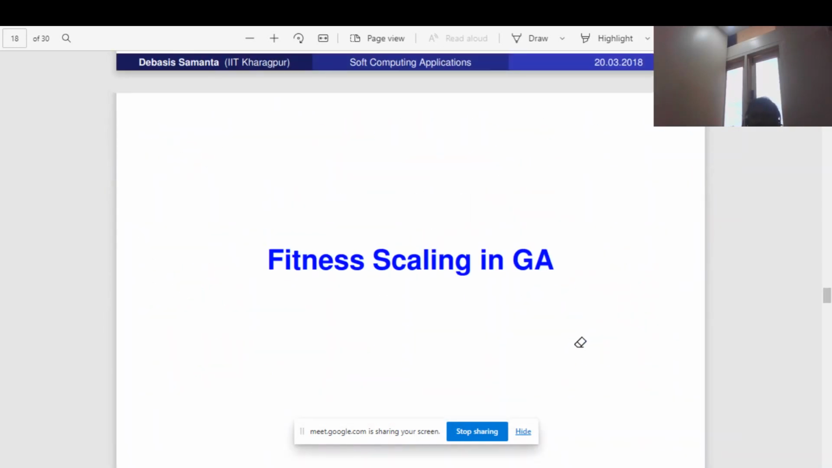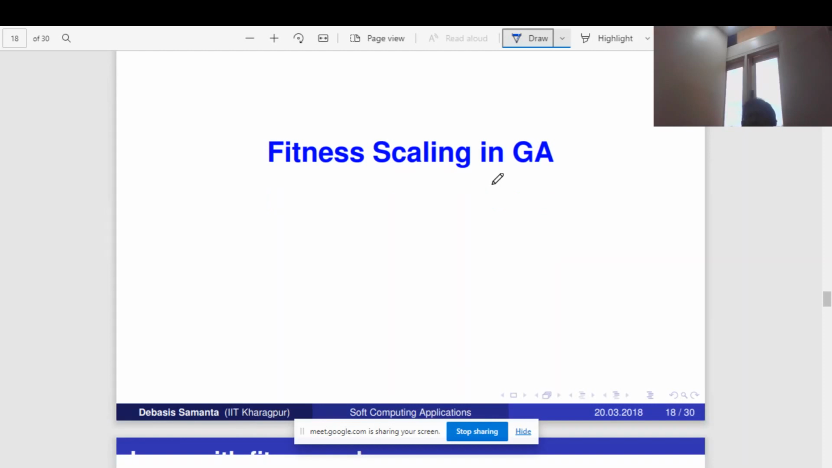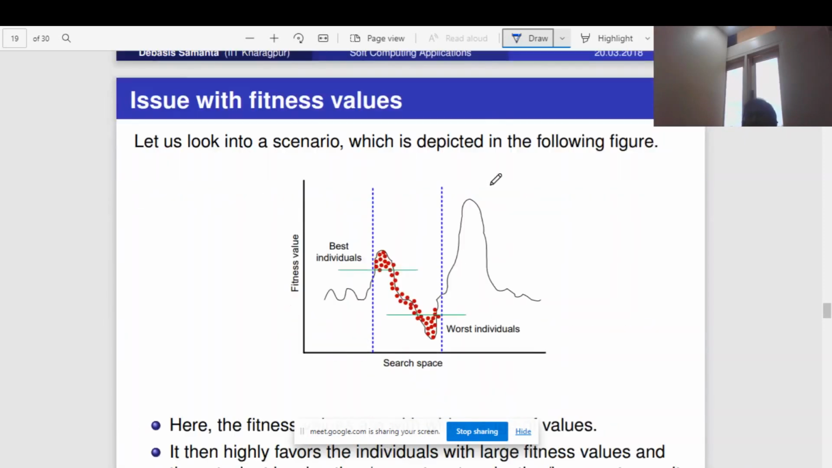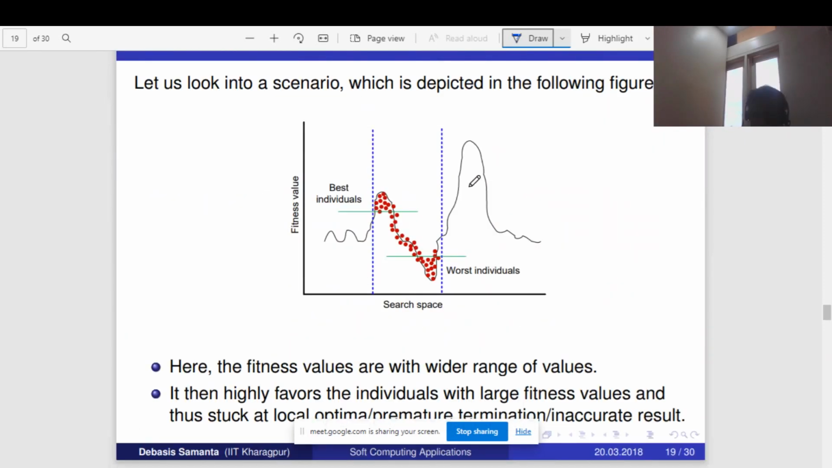Okay, so next what we are going to discuss is fitness scaling. As I have already told you, fitness scaling means, why do we need fitness scaling? If you see this particular graph, what it says is, this is the problem space of a particular problem. This is the search space of a particular problem.